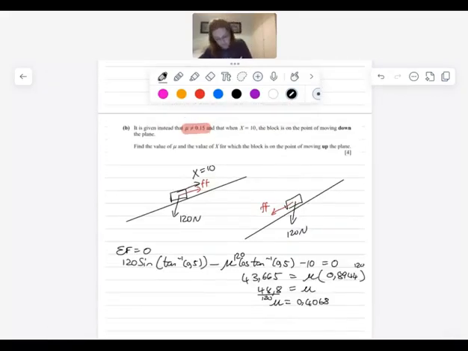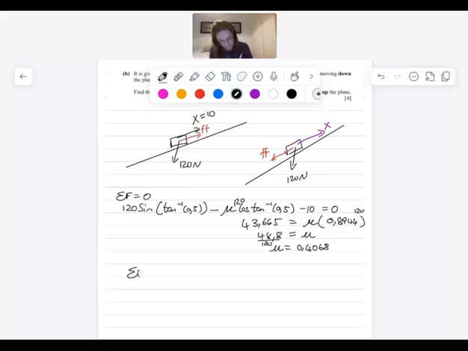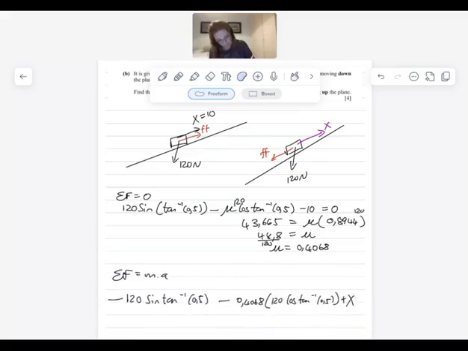They want to know, okay, so find the value of mu, find the value of x for which the block is on the point of moving up the plane. So now obviously x is going to be different, but friction is going to be acting down. So minus my 120 mg sine theta minus my mu times my R, minus my friction minus my gravity plus my x should be equal to 0. And the only thing that we have to solve for here is x.